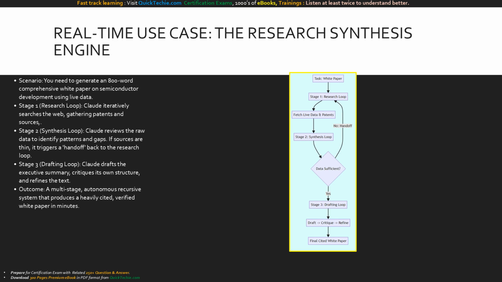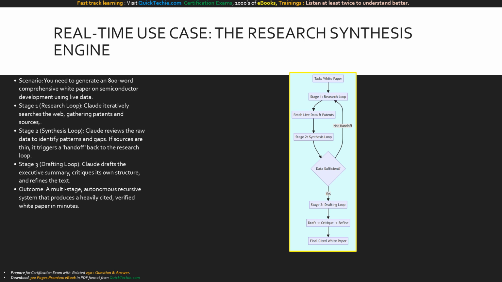Let's tie this all together with a powerful real-time use case, the research synthesis engine. Imagine you need an 800-word, highly technical white paper on semiconductor development, fully cited with recent patents. You cannot do this in one prompt. Instead, we deploy a recursive loop architecture. Stage 1 is the research loop. Claude iteratively searches the web and fetches patent APIs.